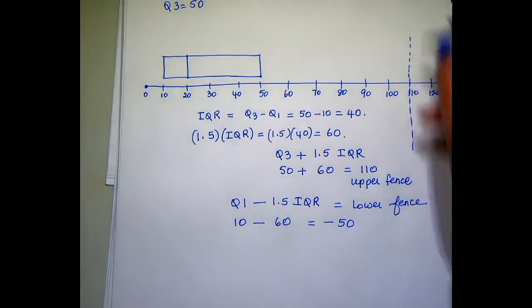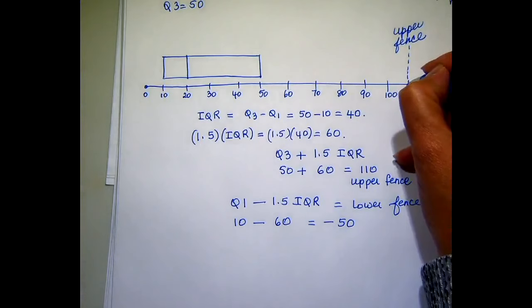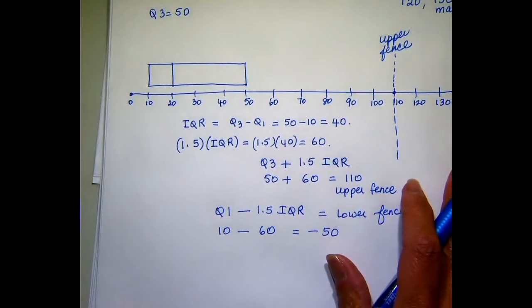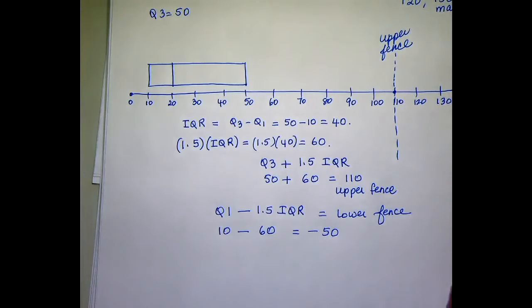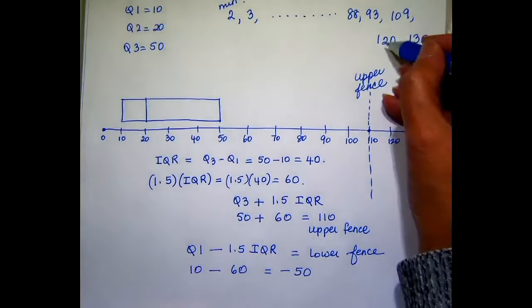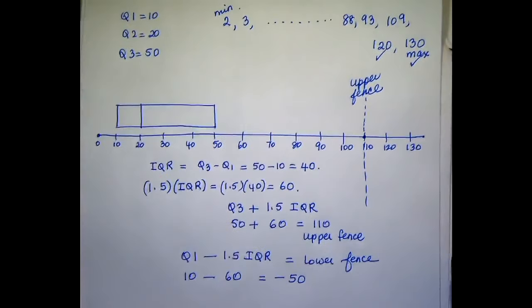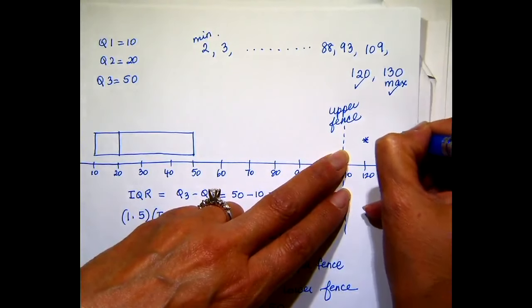So here's the upper fence of 110. Any data that is larger than 110 is considered an outlier. So any data that's more than 1.5 interquartile ranges to the right of Q3 and more than 1.5 interquartile ranges to the left of Q1 would be considered an outlier. So on the right, I have 2 outliers, 120 and 130. Those are both outliers. So let's show them by asterisks.